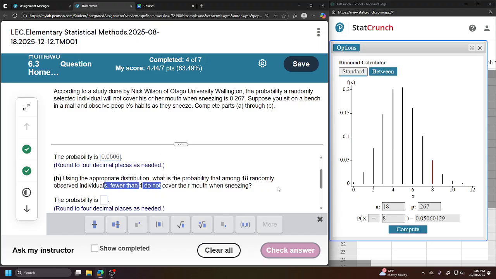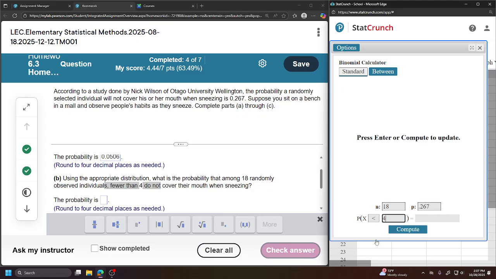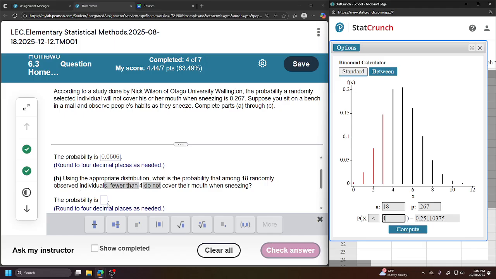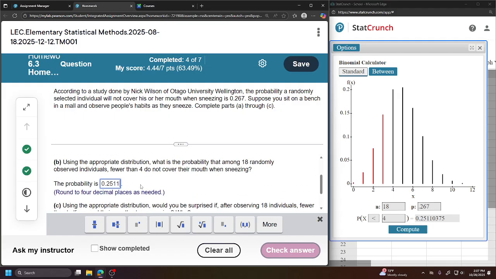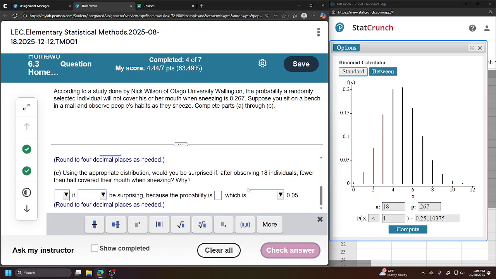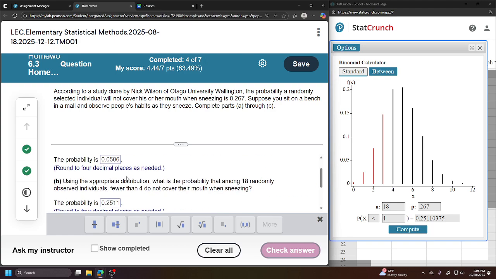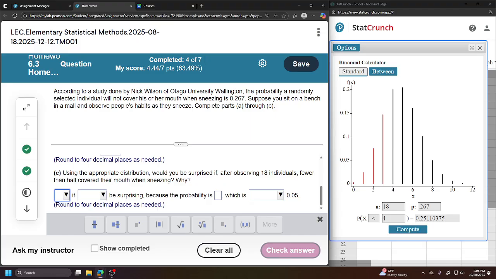Fewer than 4. Wouldn't it be less than 4? Yes? That sounds right to me. 25. I'm probably going to get very upset here in a second. Let's keep going. I'm just doing it. I'm going to get it wrong probably. I want to see where I get it wrong though. You're right. This is the last part down here. So, looking at this, 25%. No. Hold on. Right here. Fewer than half. Here it is. Fewer than half. What's half of 18? 9. Okay. So it says fewer than half.